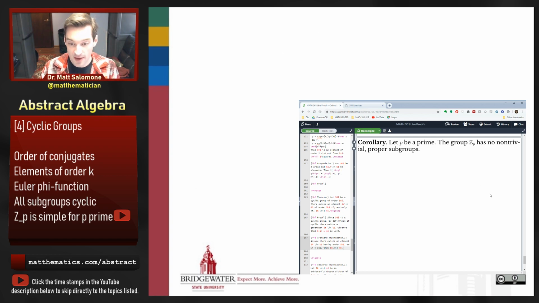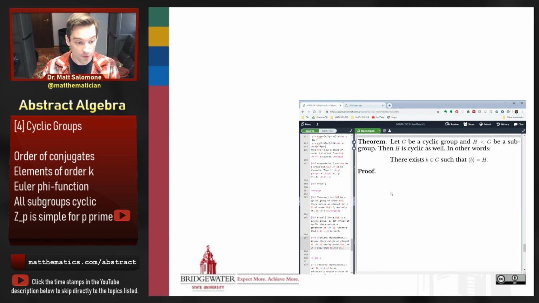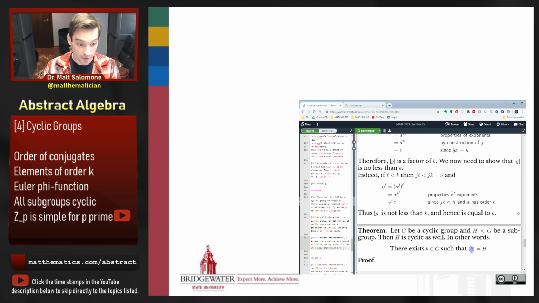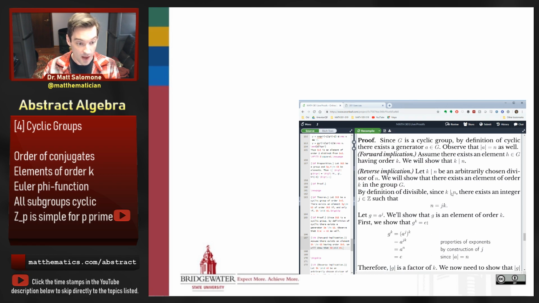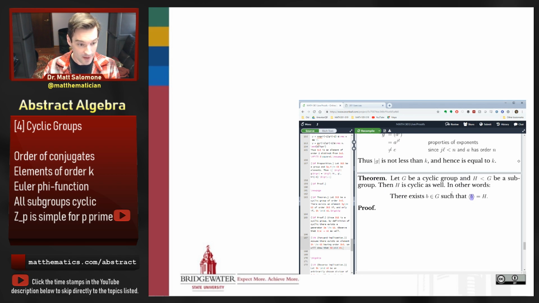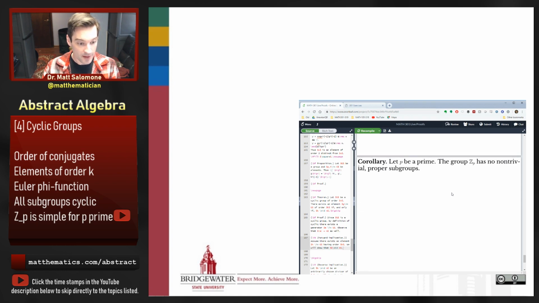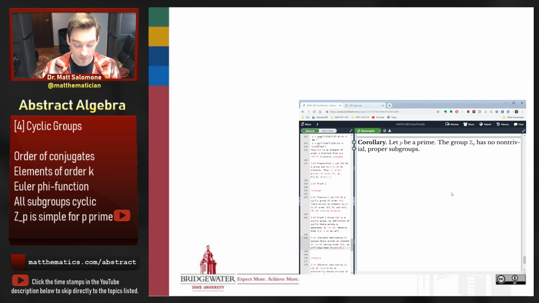And I'm posing it as a corollary because it really is a corollary to the theorem that we have above here, which says that all subgroups of a cyclic group are cyclic, and also that the orders of all elements in a cyclic group have to be divisors of the order of the group. So with those two things in mind, let's try and write up a proof of this corollary.